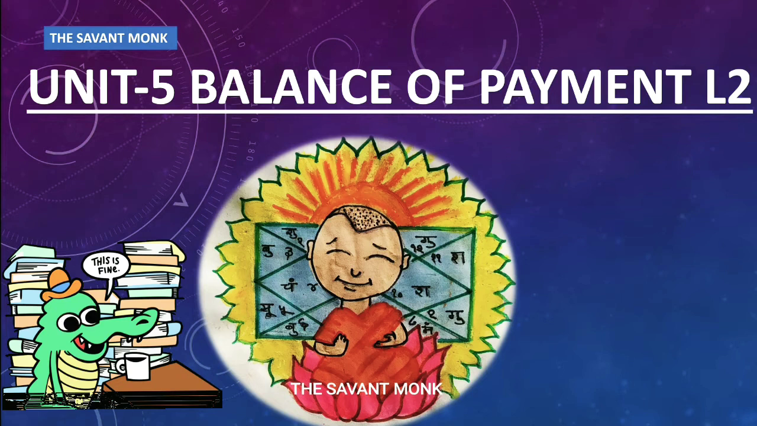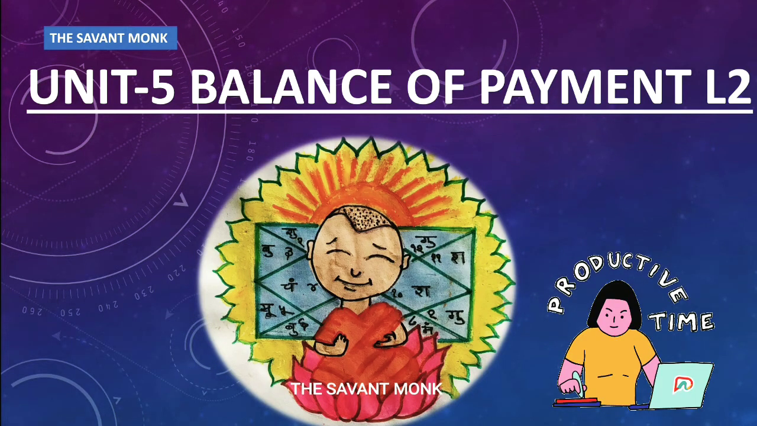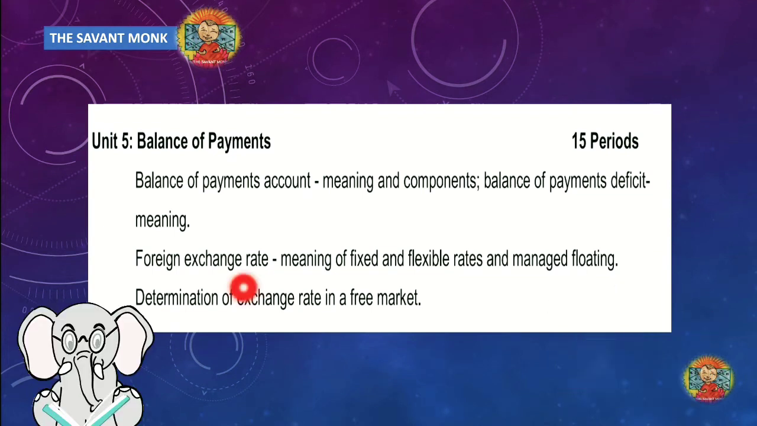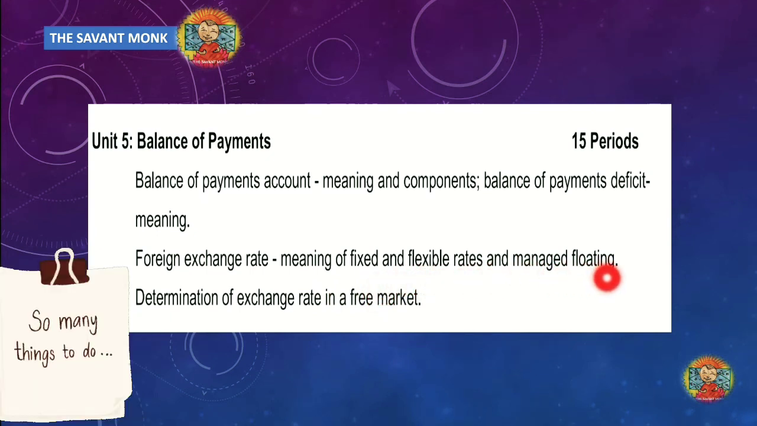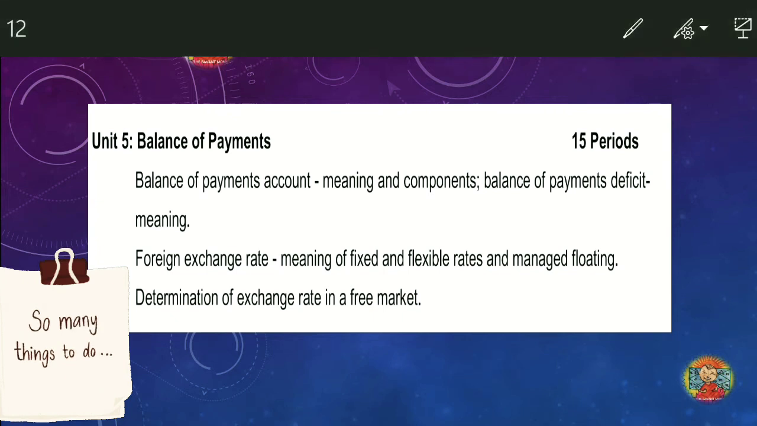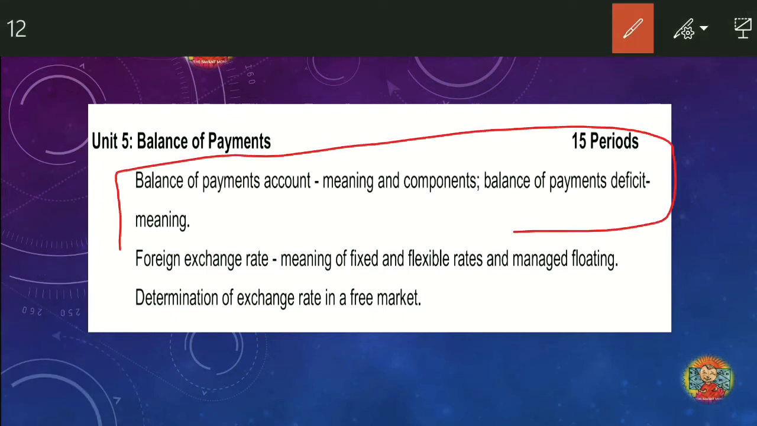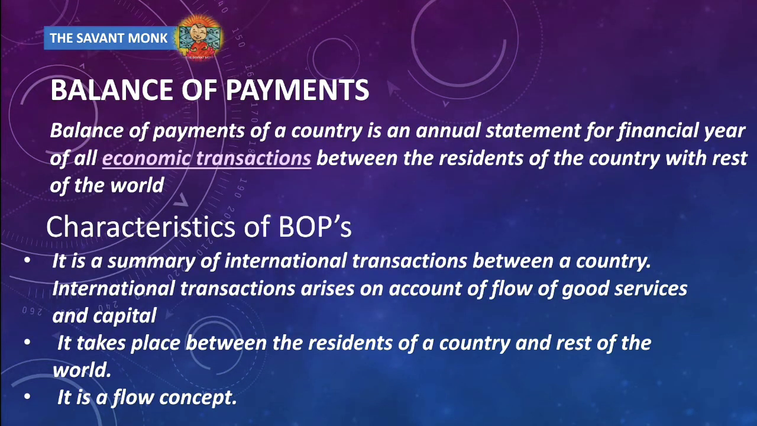This is lecture 2 of Unit 5, Balance of Payments. In the last lecture, we did foreign exchange rate along with its meaning and types, where we studied fixed, flexible and managed floating exchange rate along with its merits and demerits. After that, we did determination of exchange rate in a free market. Now we are left with this portion where we have to do balance of payments accounts, its meaning, components, balance of payments deficit, meaning, etc. Alright, so let's get started with understanding the meaning of balance of payments first.